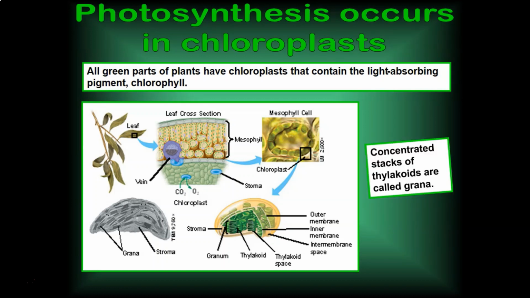Concentrated stacks of thylakoids are called grana. Okay, so here you can see a granum, or these are grana stacks in here, these big green discs, all stacked up. So the one green disc is called a thylakoid, and the thylakoid membrane is the actual disc itself, right? So grana is just basically a stack of thylakoids.